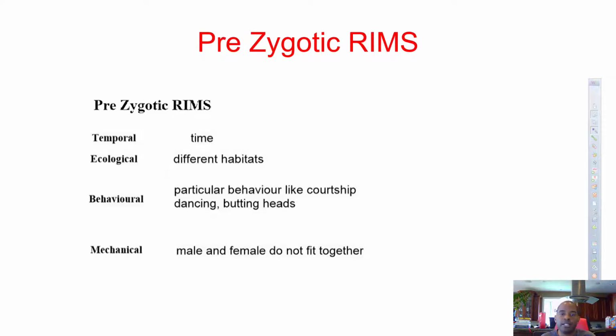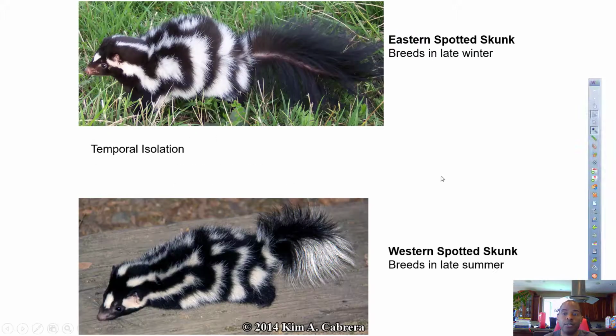So our pre-zygotic RIMS, there's a list. You'll see that on the worksheet I've asked you to identify the pre-zygotic and post-zygotic for the nice to know, or be even more detailed with the specific pre-zygotic and specific post-zygotic. So in pre-zygotic, take a look at these 2 skunks here. The eastern spotted skunk and the western spotted skunk.